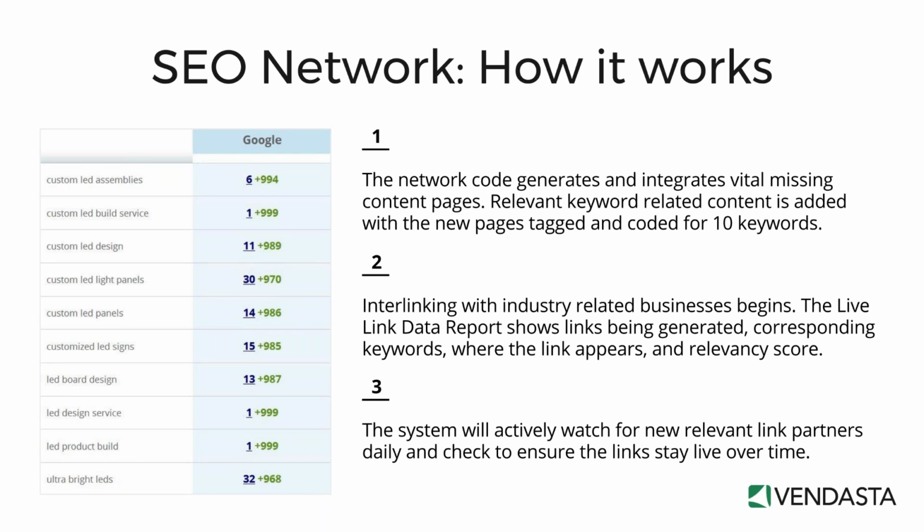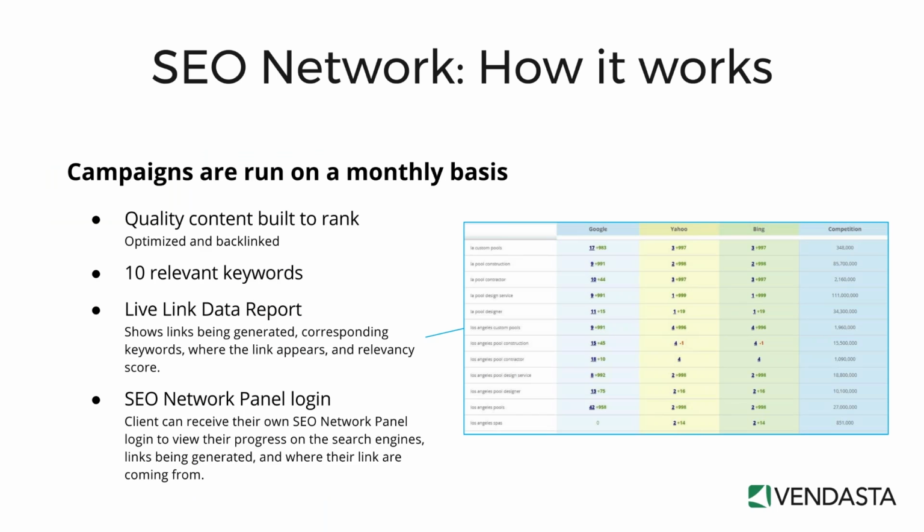Then the interlinking really begins. So what you see here is what they call the live link data report. It shows the links being generated, the corresponding keywords, where the link appears, again, total transparency. And then finally, the system actively watches for new link partners daily, and they always ensure the links stay live over time. So all of the campaigns are run on a monthly basis.